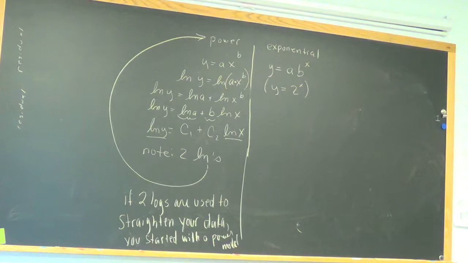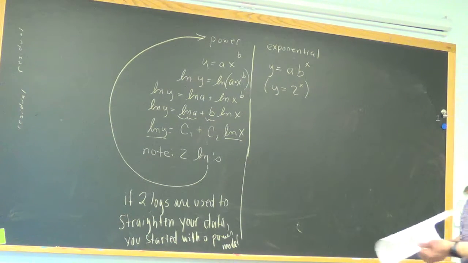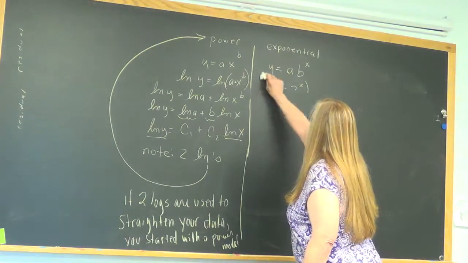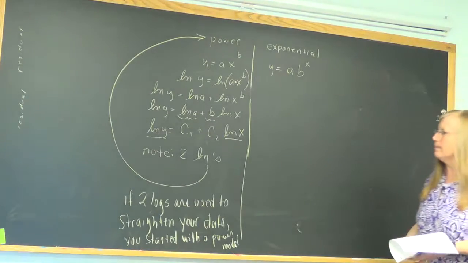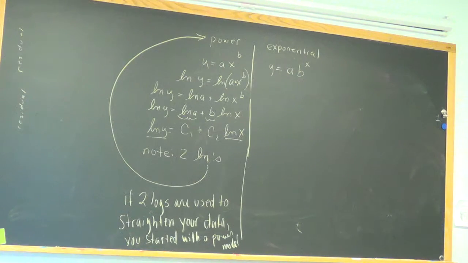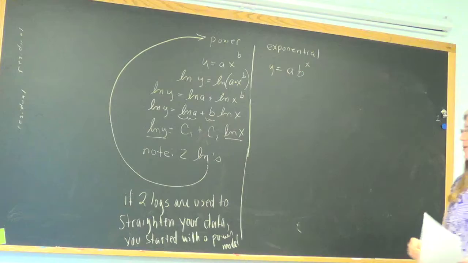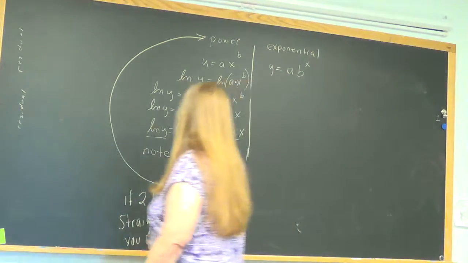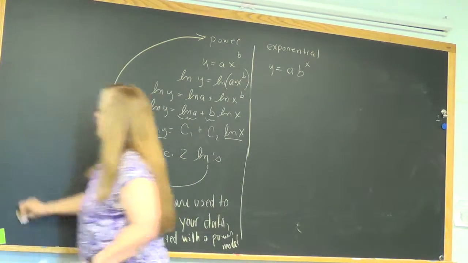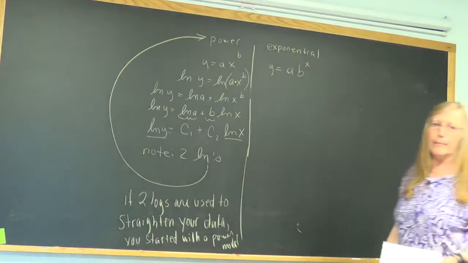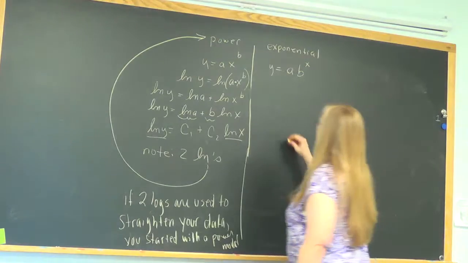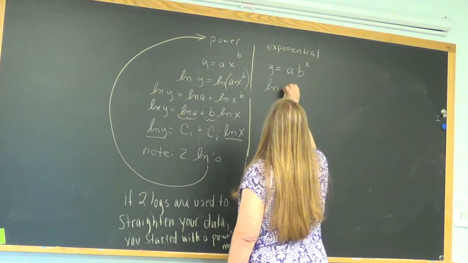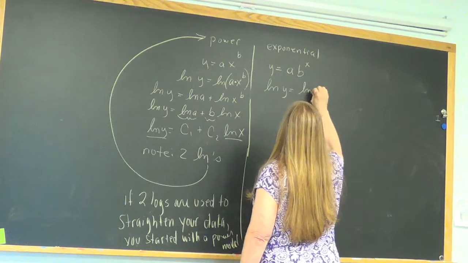So I'm assuming something's going to happen differently with the exponential side. So let's pull out the math and see. The exponential side, we're going to start down the same. I'll give you a second to catch up. If two logs are used to straighten your data, you start it with a power model. All right. You up to me? Yep. Exponential, ln of both sides. Let's see if you can work a step ahead of me. Just for fun, just for mathematical fun.